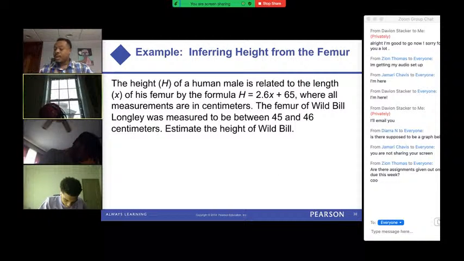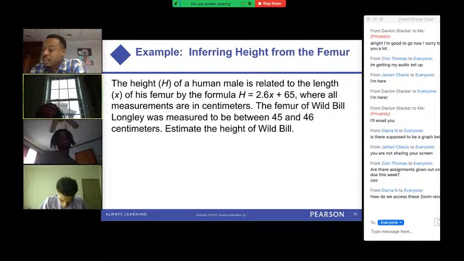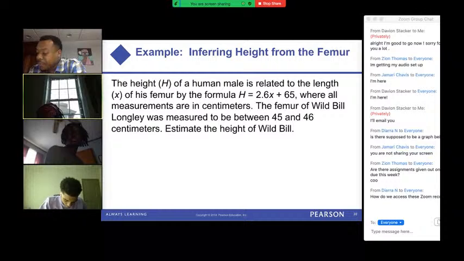Okay, I'll do this one. It says the height h of a human male is related to the length x of his femur by this formula. All measurements are in centimeters. The femur of Wild Bill Longley was measured to be between 45 and 46 centimeters. Estimate the height of Wild Bill.